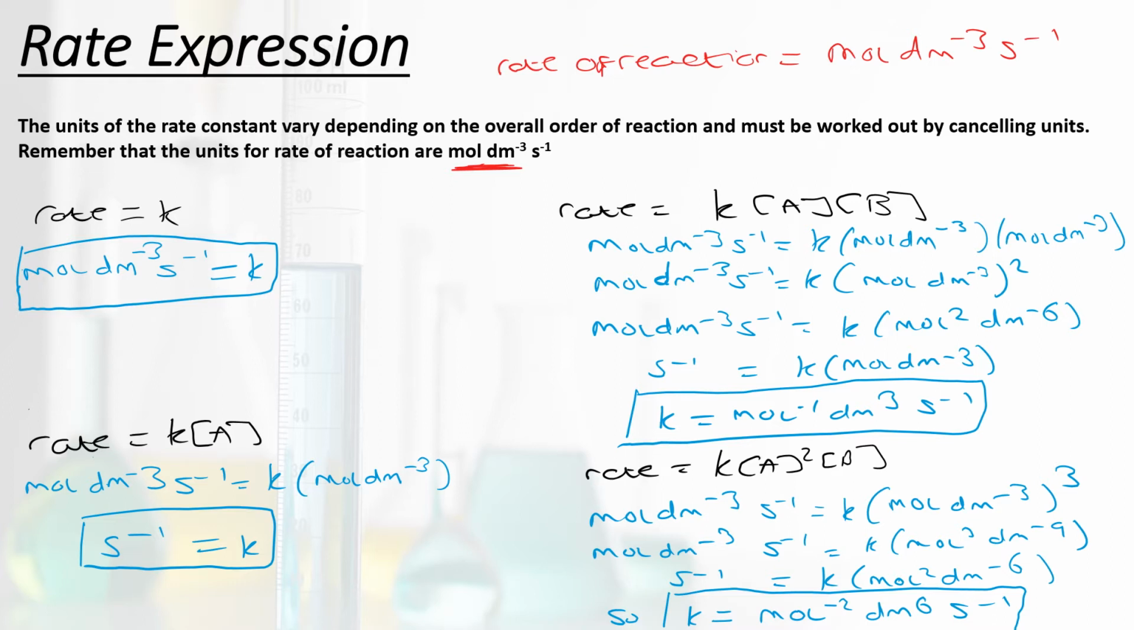I would really, really strongly encourage you to be comfortable with doing this kind of unit calculation, because it's much easier, and much safer, to work out the units than it is to try and remember them. The key to doing it is simply remembering that the rate is mole per decimeter cubed per second, and concentrations are moles per decimeter cubed.